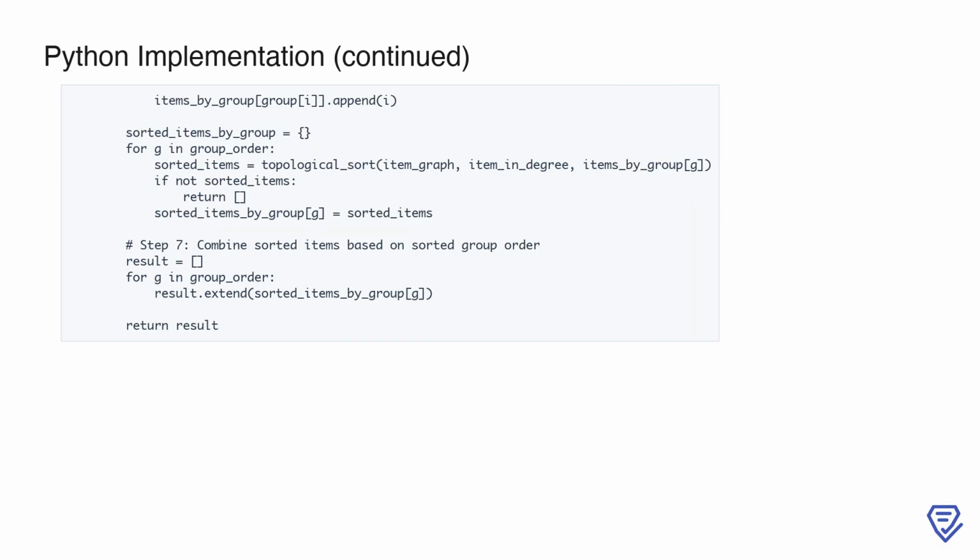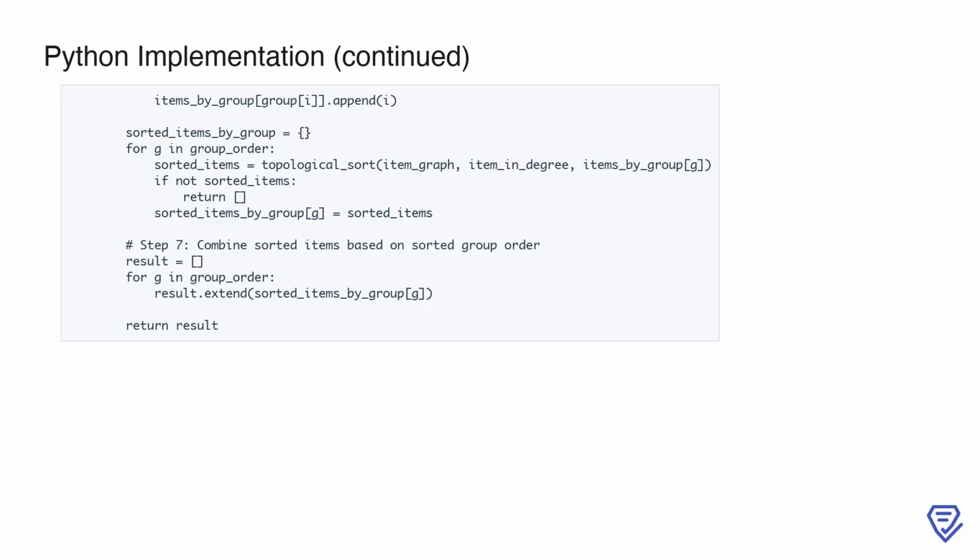After grouping the items, we proceed to sort the items within each group. Using the earlier topological_sort function, we sort the items for each group based on the item_graph and item_in_degree arrays. If the sort fails for any group, meaning there's a cycle among the items in that group, we return an empty list since it's impossible to determine a valid order. Otherwise, the sorted items for each group are stored in the sorted_items_by_group dictionary.